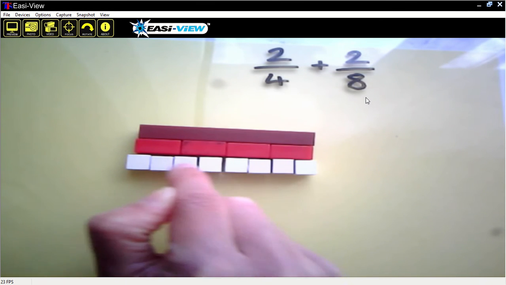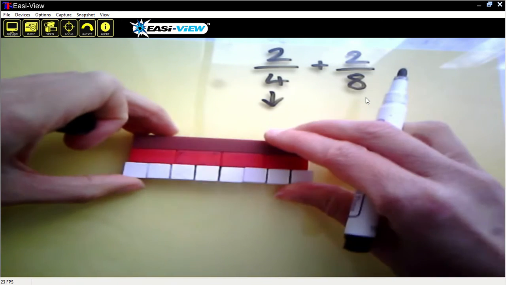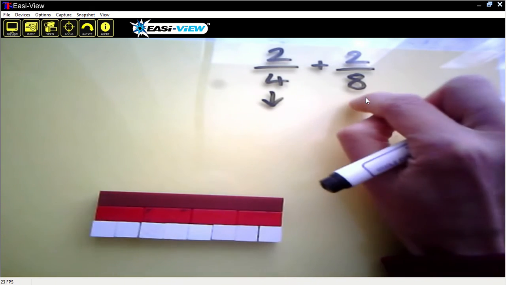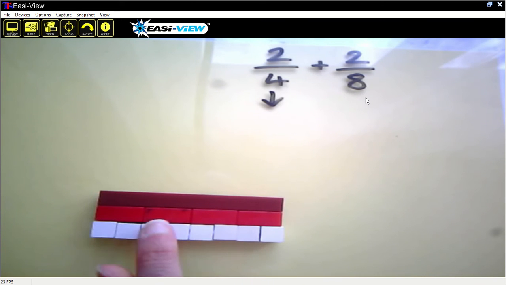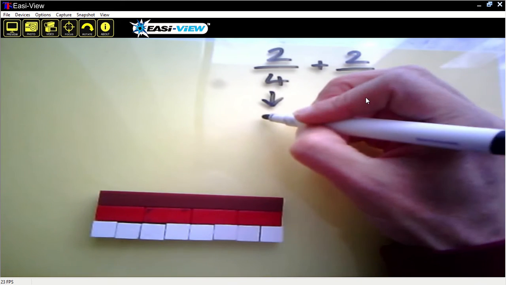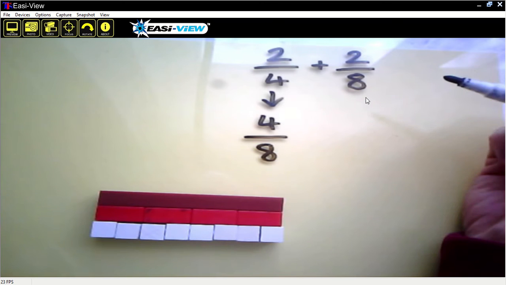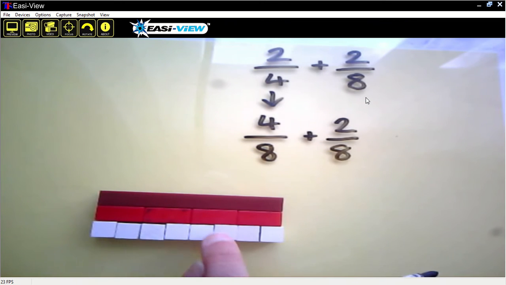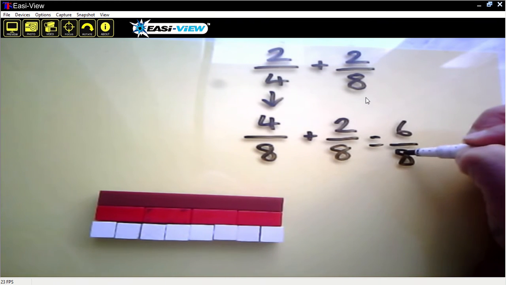Okay, so I can actually change this here. I'm going to pull it down. I can change that into eighths to make it easier, because then I'm working with the same denominator. So 1 2 3 4 1/8, which you should be able to see quite clearly, is the same as 2/4, which is the same as a half, isn't it really? And then I can add my 2/8 to it, and I should have 1 2 3 4 5, I should have 6 eighths.